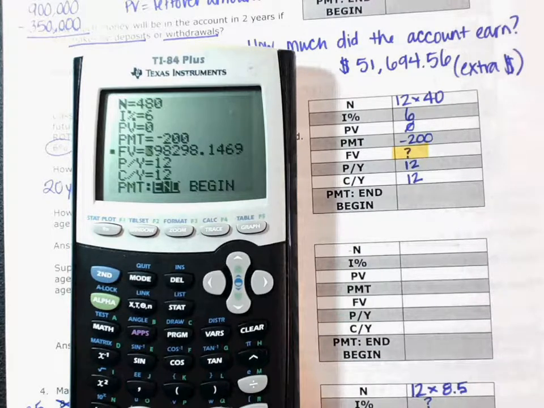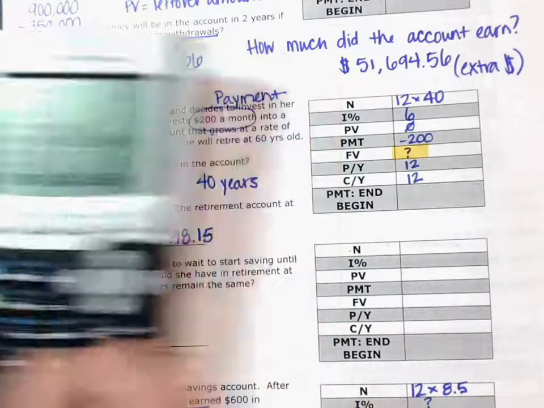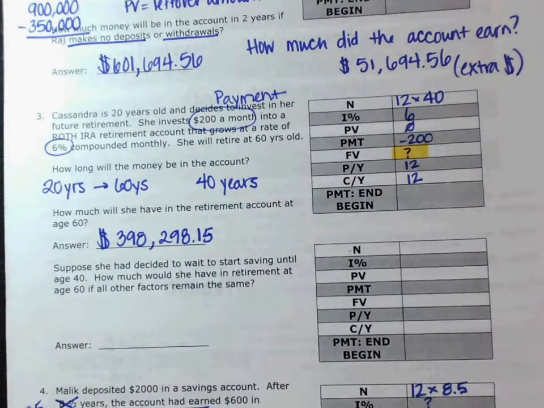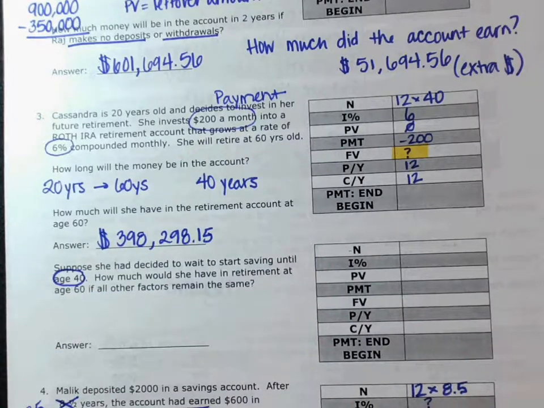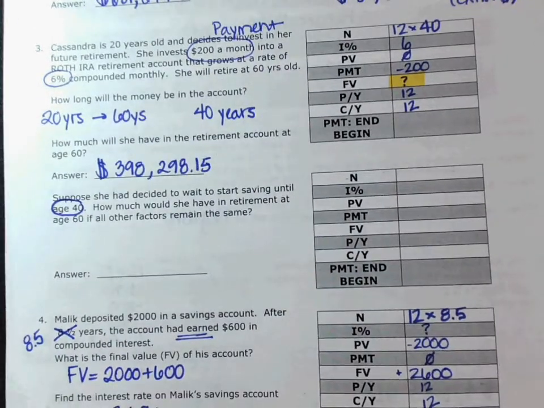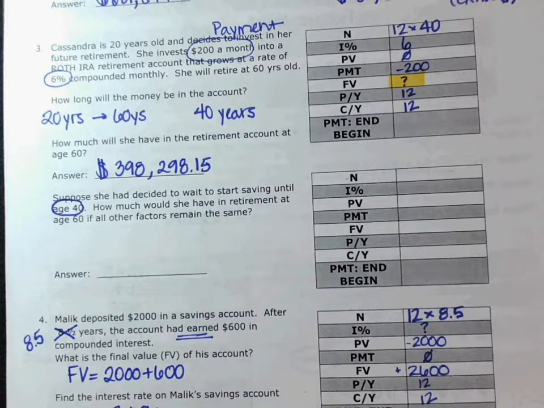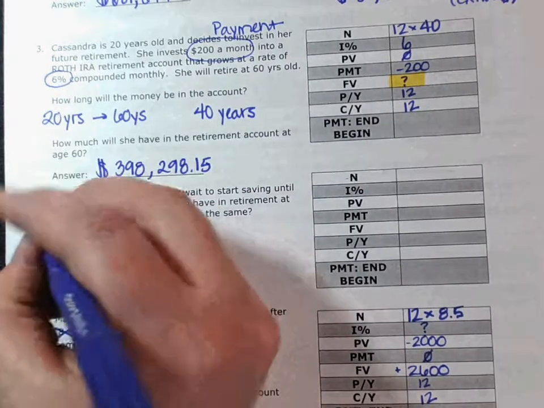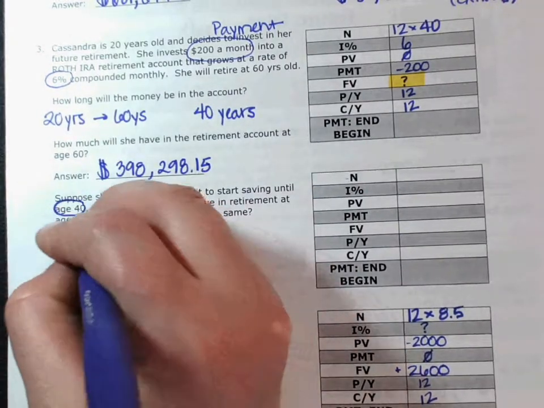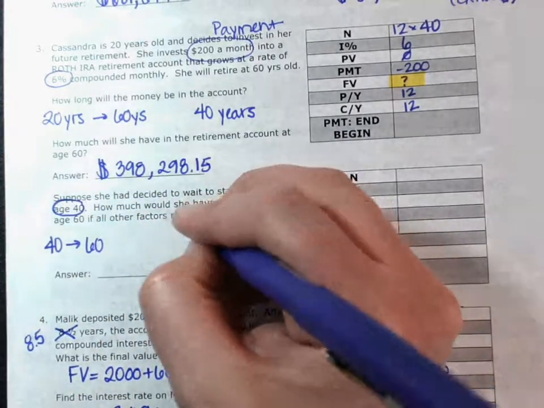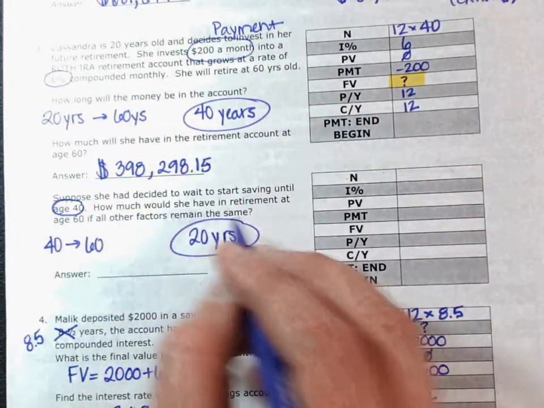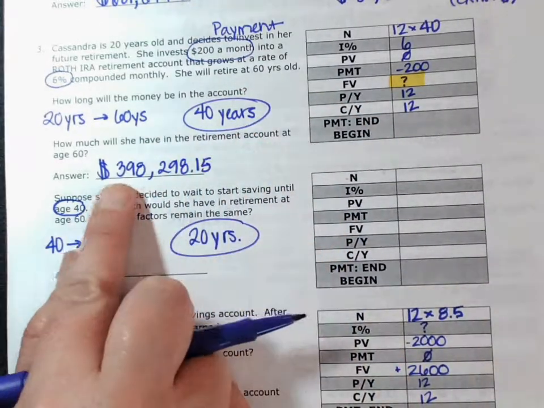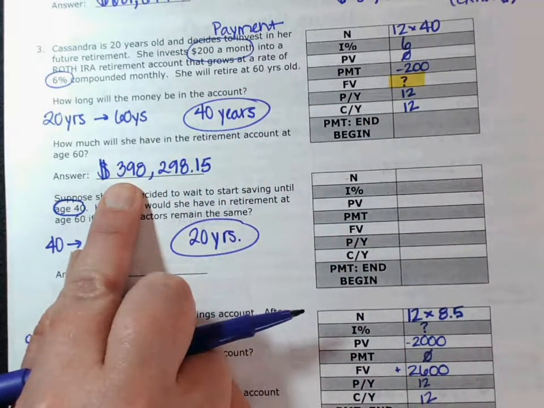Oh, gotcha. Okay, now, one other thing. Okay, so look at the next scenario. Still Cassandra, but this time she's going to wait until she's 40 to start saving. Okay, she doesn't want to save when she's 20. She wants to just, I don't know, go to the beach, whatever. Okay, so from 40 until 60, how many years will she be saving?